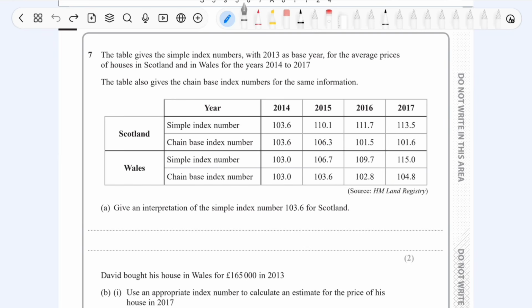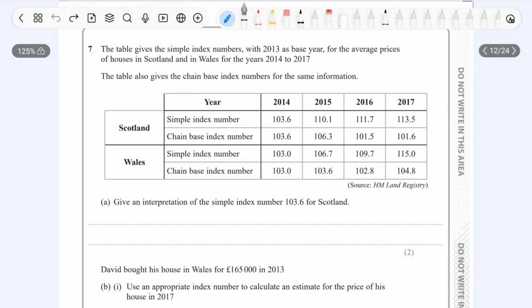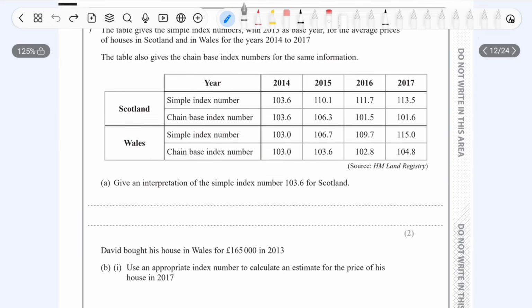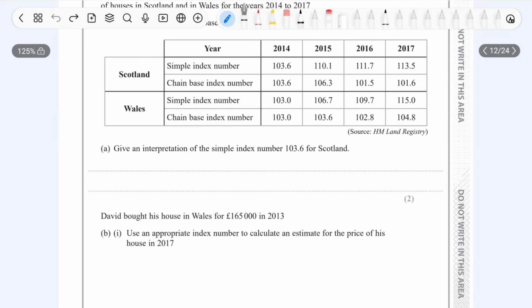The table gives the simple index numbers with 2013 as the base year for the average prices of houses in Scotland and in Wales for the years 2014 to 2017. The table also gives the chain-based index numbers for the same information. Give an interpretation of the simple index number 103.6 for Scotland. So if we look at that on the table, that is this value here, the simple index number in Scotland.